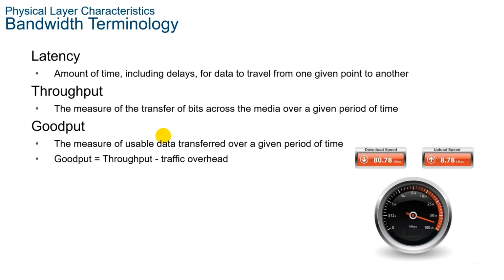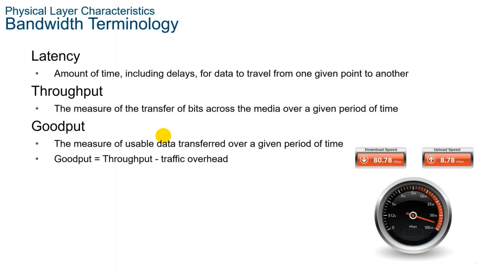Let's start with latency. Latency refers to the amount of time, including delays, for data to travel from one given point to another. In an internetwork or a network with multiple segments, throughput cannot be faster than the slowest link in the path from source to destination, even if all or most of the segments have high bandwidth.